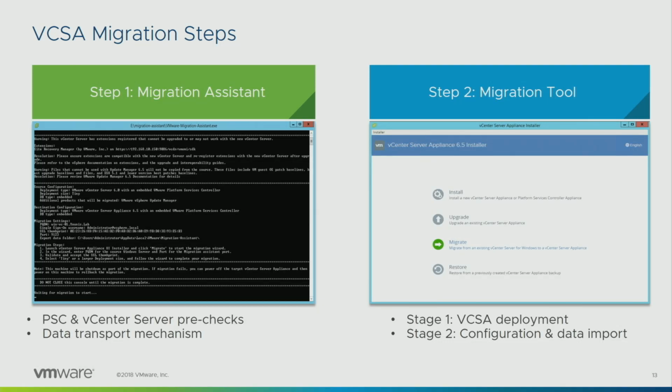The migration process is actually broken down into two pieces. The first is running a migration assistant, and I'll dive a little bit into what that entails. And then second to that is going to be actually running the migration tool, and this will be the process of actually connecting to your source Windows VM and pulling the data out and then starting the actual migration, and then eventually the upgrade process.